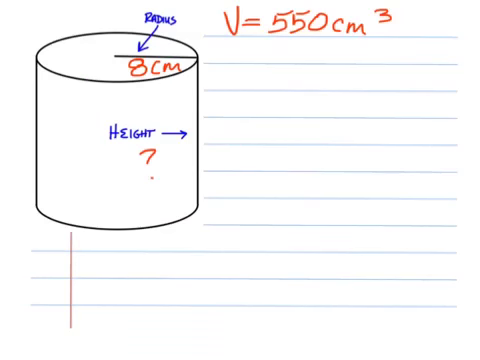Practice number 3. The cylinder has a volume of 550 centimeters cubed. You know the radius to be 8 centimeters. We're looking for the height.